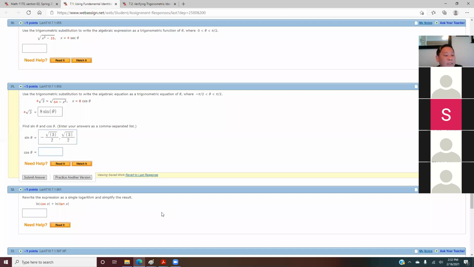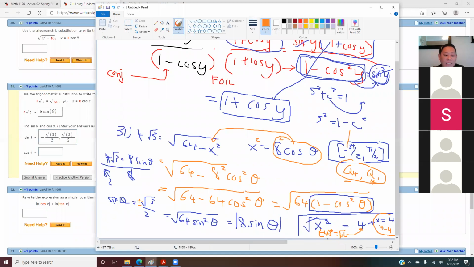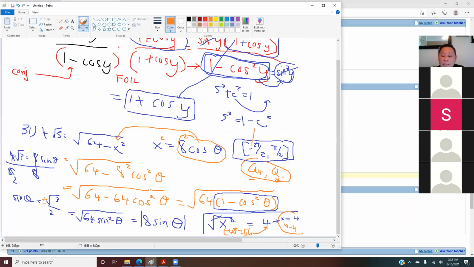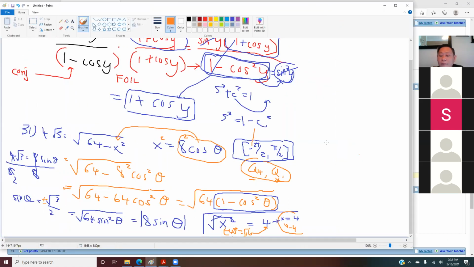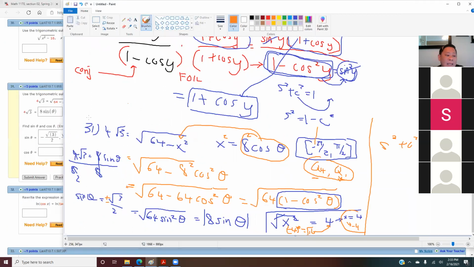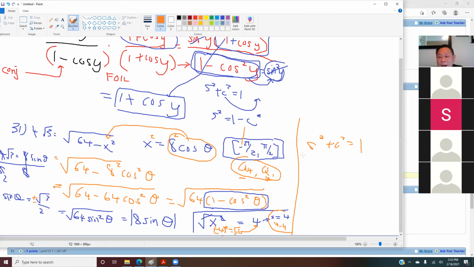Next, we have to figure out what cosine theta is. In order for us to figure out cosine theta in this case, you can use your Pythagorean identity. I'm going to go to this page here because I have no room. So what I do in this case is use the Pythagorean identity. We have sine squared plus cosine squared equals 1. We know sine is root 3 over 2. It doesn't matter whether it's plus or minus, because when you square it, it'll be gone.